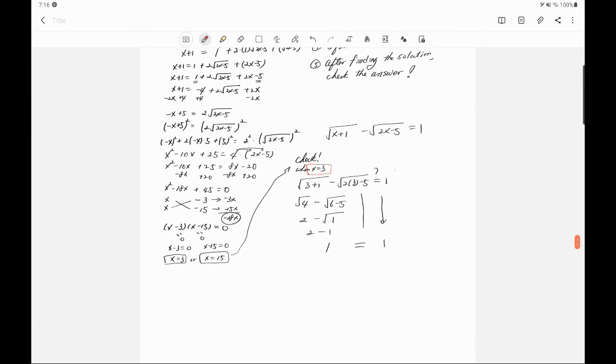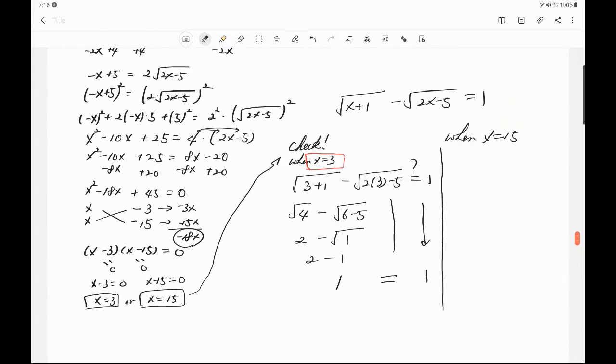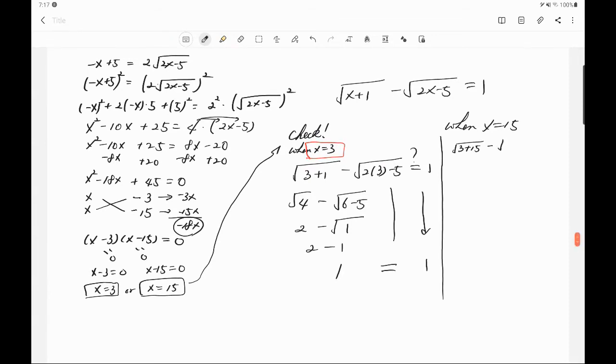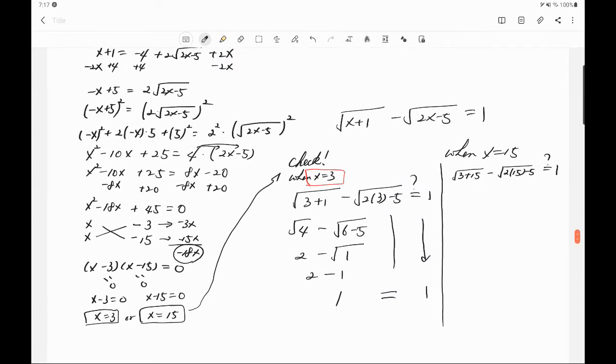Okay, then let's try the other value, x equals 15. So when x equals 15, let's check. Okay, so let's check this part. Square root of 15 plus 1 minus square root of 2 times 15 minus 5. Is it equal to 1? Well, let's check. I'm sorry, not this one. This is x plus 1, right? So 15 plus 1. So this part is 16 minus square root of 30 minus 5, which is 25. So let's check whether this is equal to 1.